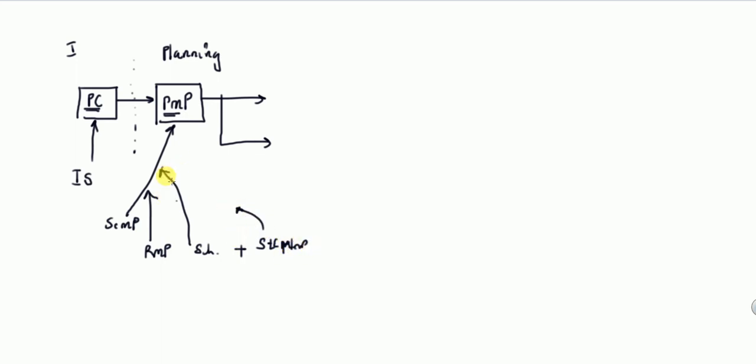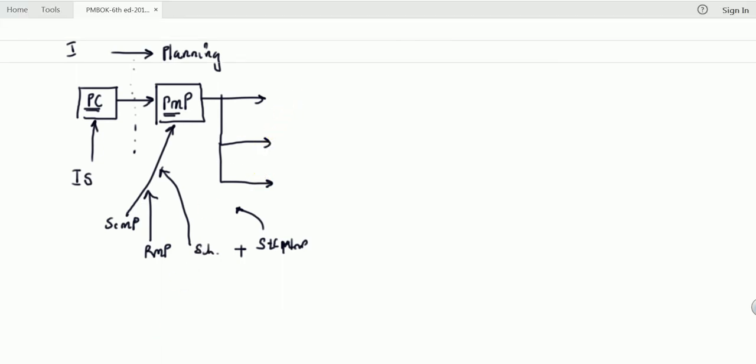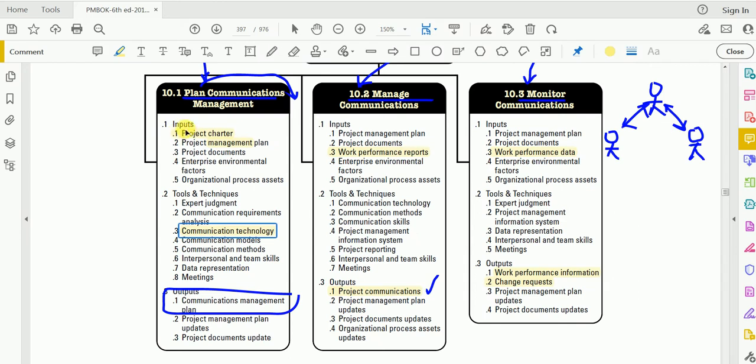For every planning process, I think this block diagram is very clear. This is initiation, then planning. This project charter is an input for the project management plan. Every knowledge area has a plan, isn't it? Without a plan you can't move forward. That's why you see the project charter as the input.